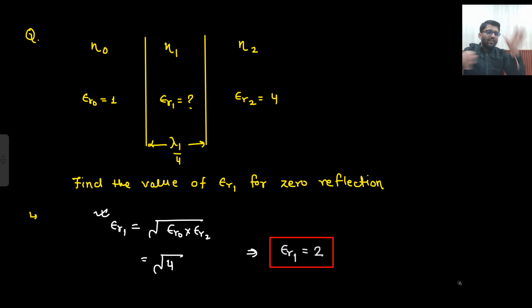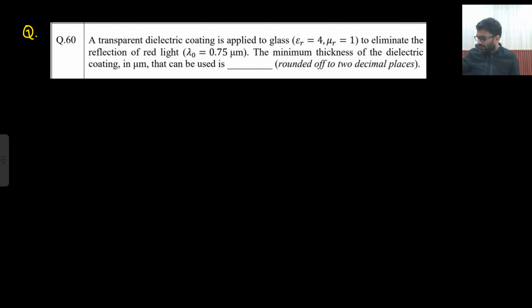The concept is, from here I need to see the equivalent neta. And when I see the equivalent neta, I can find the reflection coefficient. And if I am able to find the reflection coefficient, then I can do everything. Say yes or no. Okay.